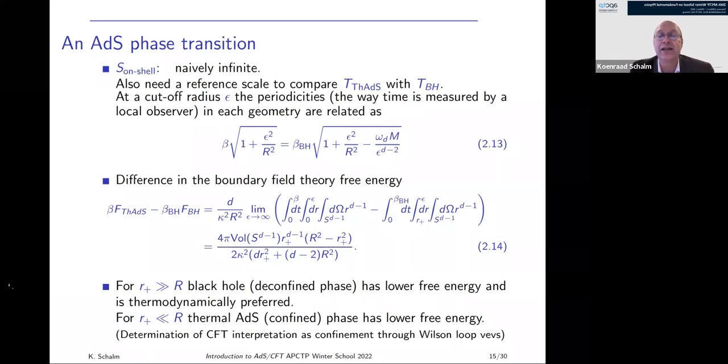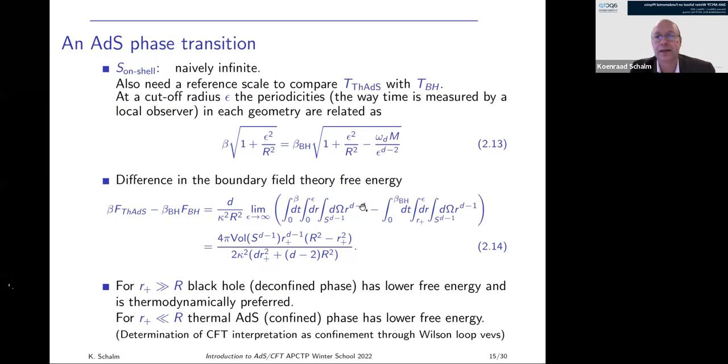This is a subtle ingredient, but once you have it, the computation is very easy, because remember the on-shell value of the action is just the volume of the ADS space-time times d over the radius r squared. So now I can compute the difference between the two free energies. Here is the computation for the thermal ADS part. I've identified tau with a periodicity beta. I have this cutoff in the radial direction, and an integral over the d-1 sphere with the volume factor r to the d-1.